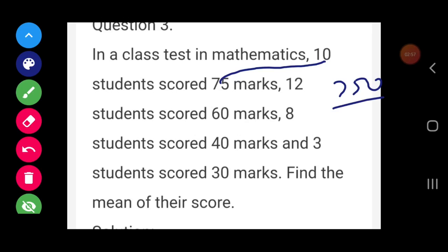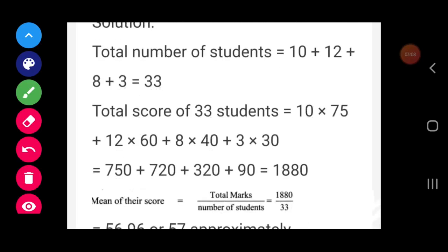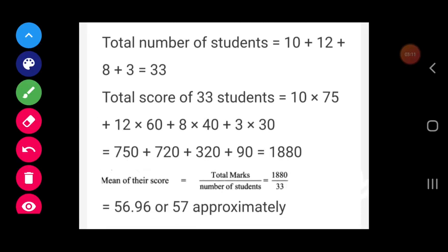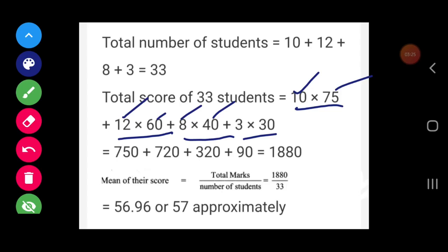Then the number of students will be 10 plus 12 plus 8 plus 3. Now we have to find the x value, add the x values, and then divide by the number of students. Now let me find the total score of the students: 10 into 75, 10 students scored 75 marks; 12 into 60, 12 students scored 60 marks; 8 into 40, 8 students scored 40 marks; 3 into 30, 3 students scored 30 marks. So the total number of students is 10 plus 12 plus 8 plus 3, which is 33.